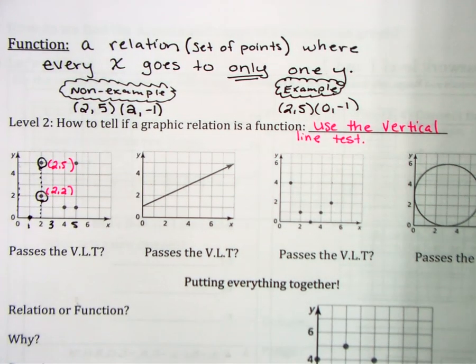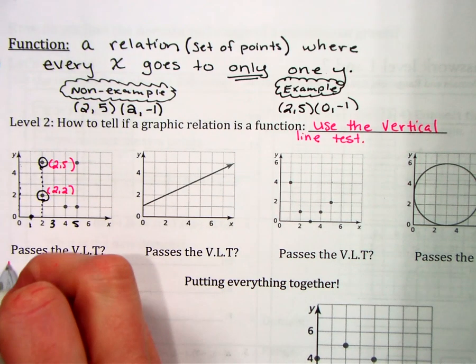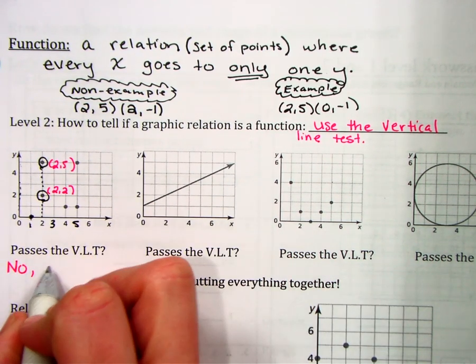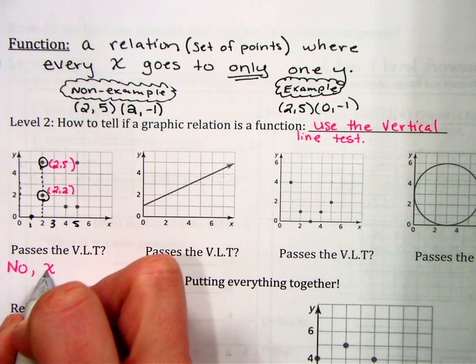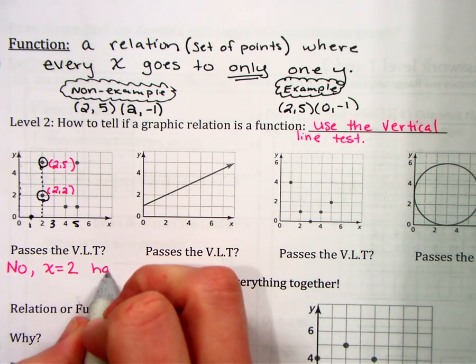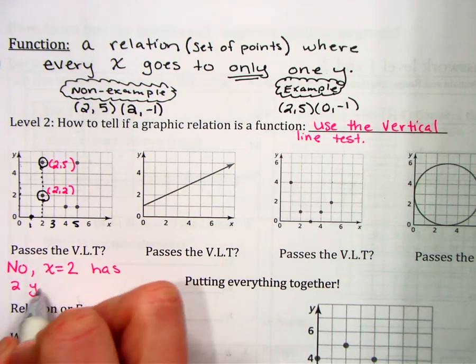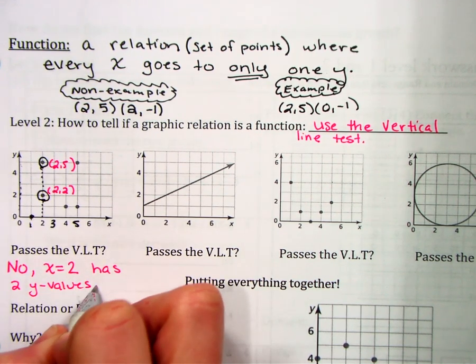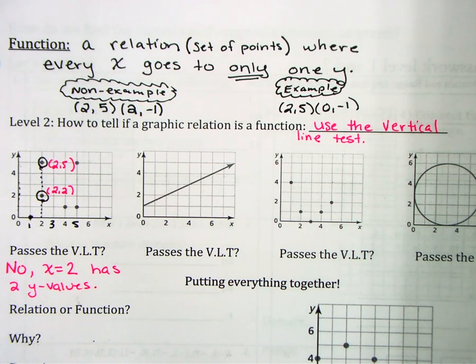So does this one pass the vertical line test? No. Because on that line where x equals 2, it has 2 y values. Okay, it had 2. What if it had 3 dots? Well, you would say it's got 3 values. Now, there also is a failure of the vertical line test right here at 5. So you could also say x equals 5, there's 2 y values as well.